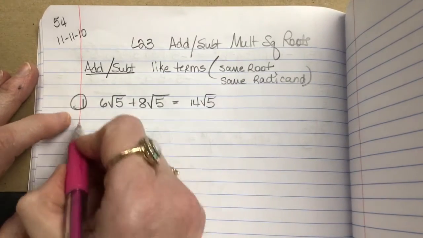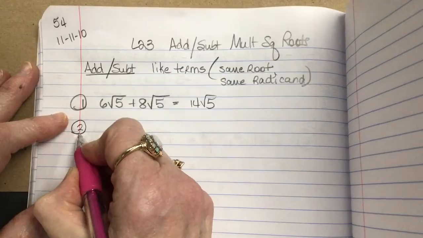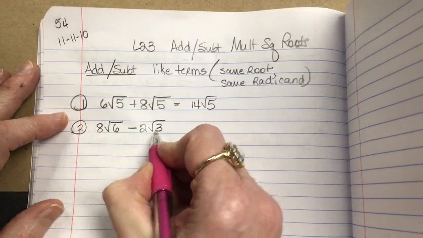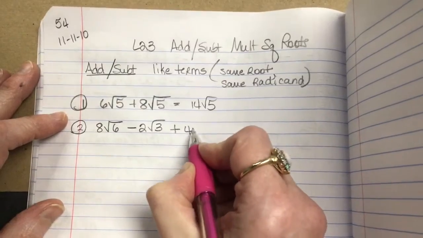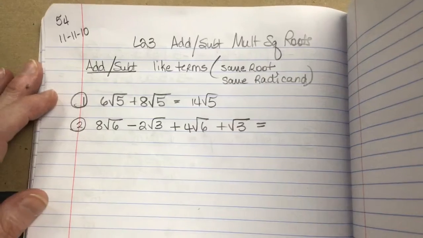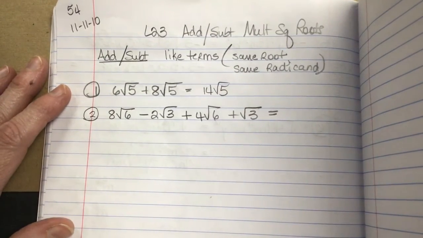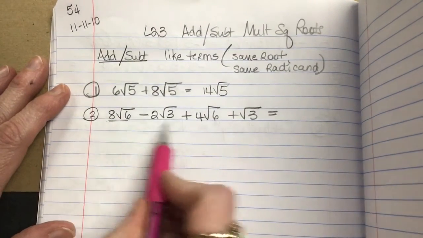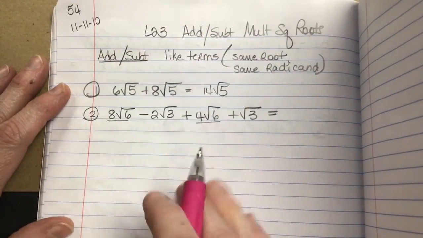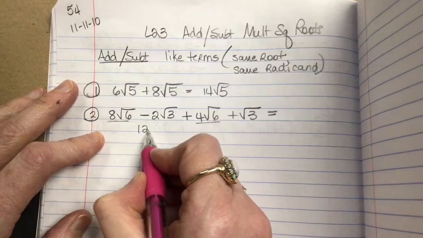And then like terms like this one, if I have 8 square root of 6 minus 2 square root of 3 plus 4 square root of 6 plus the square root of 3. Well, they're all square roots, but they've got to have the same radicands. So we'll put like terms together, like x's and y's. So 8 square root of 6 plus 4 square root of 6 would be 12 square root of 6.